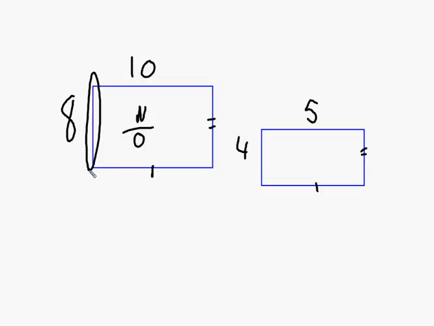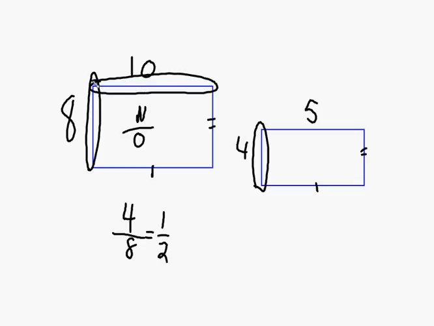So this side and this side match. So I'm going to put the 4 over the 8. And we know that that reduces down to 1/2. So that's telling me the scale factor is 1/2. Now I made the statement that these are similar figures. But like I said, this is just the same thing as saying I'm testing to see if they are similar.